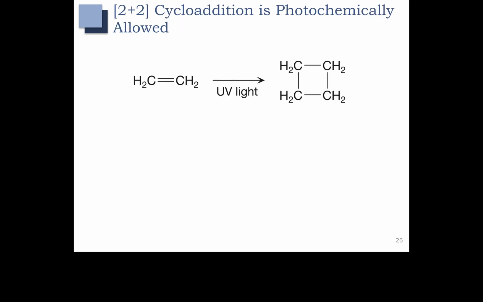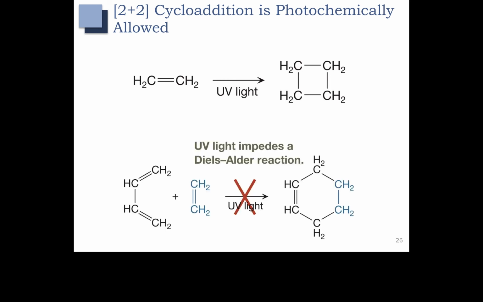However, 2+2 cycloaddition is photochemically allowed. So that reaction that we just went through can occur with UV light. It cannot occur with heat. Alternatively, the Diels-Alder reaction cannot occur with light. It's actually considered to be photochemically forbidden.